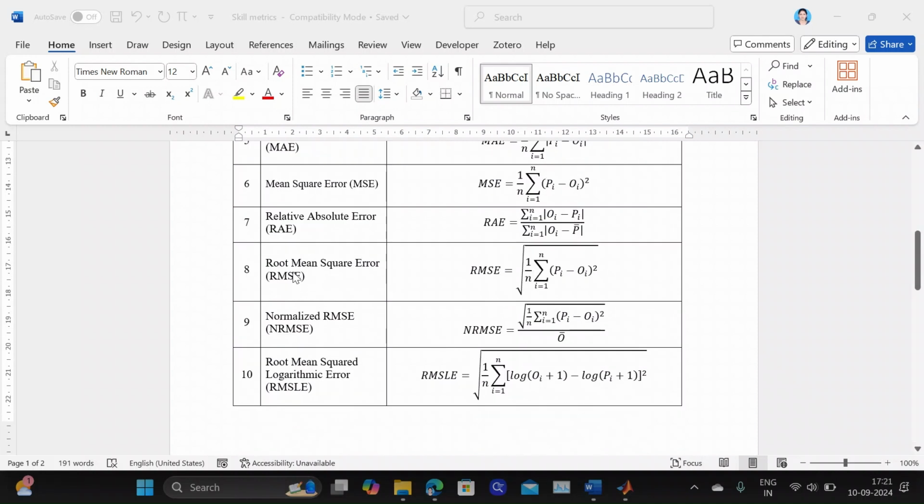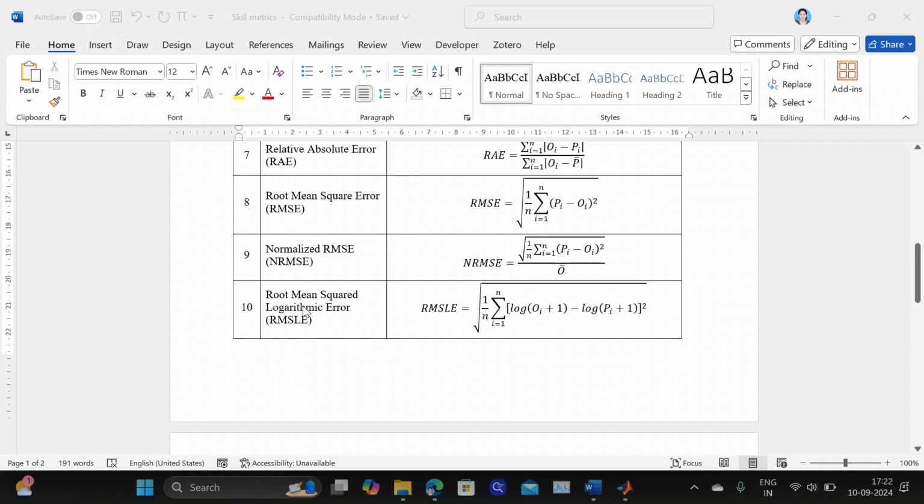The eighth metric is root mean square error, and it is very commonly used. The RMSE formula is the root of 1 by n summation i equals 1 to n of Pi minus Oi, the whole square. So this term is nothing but the mean square error, and then taking the root forms the root mean square error. Now the researchers try to include a normalized version of this RMSE. The normalized version is taking this RMSE and dividing by the mean of the observation. So this is the normalized RMSE.